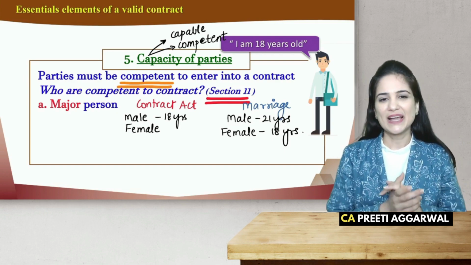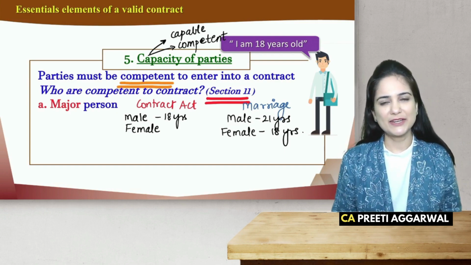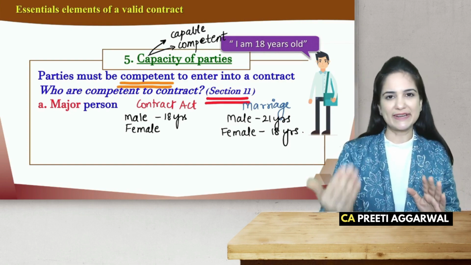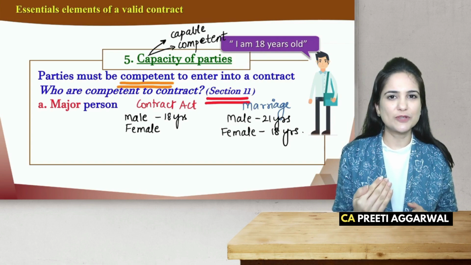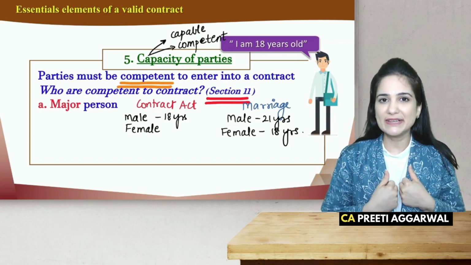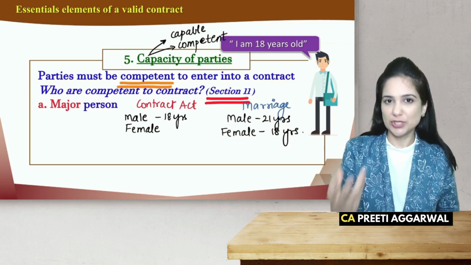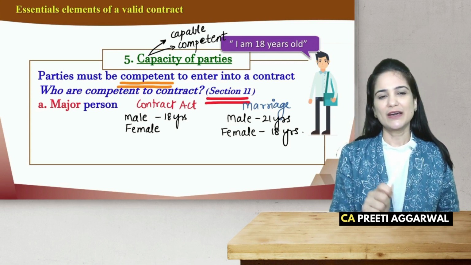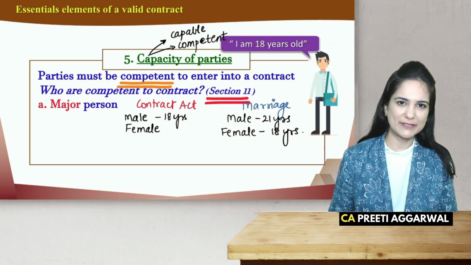Now why? Again, we will study this in detail in Unit 3, but just to give you a reason. Law assumes that when you turn 18, you are capable of understanding the terms of the contract. You are capable of independently taking decisions for yourself. You can form judgments. You are old enough to be responsible for your actions. So that is why only a major person can enter into a valid contract.